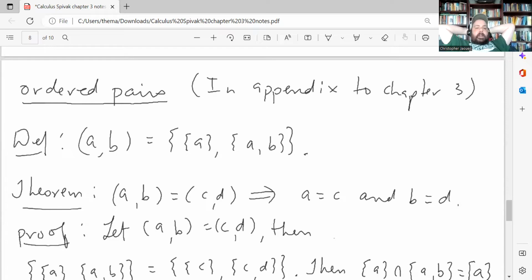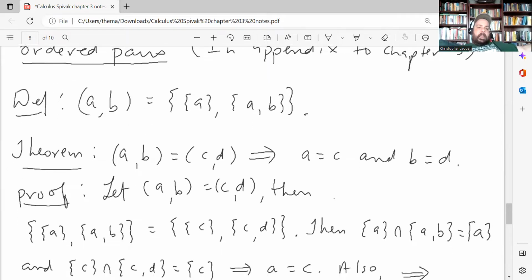There's one theorem in the appendix that's proved and one definition. So the definition of the ordered pair A comma B is given in terms of sets. So the ordered pair AB is the set containing the singleton set containing A, comma, the set containing A and B. All right, and with that definition, we can prove this theorem that A comma B is equal to C comma D implies that the respective coordinates are equal, so A is C and B is D.